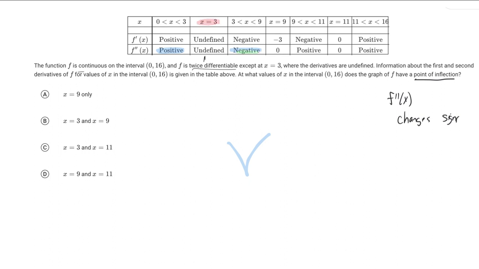And I also get a negative to a positive at 9. So 3 and 9 are going to be my points of inflection. At 11, I go from positive to positive. That doesn't change sign, so it's not a point of inflection.